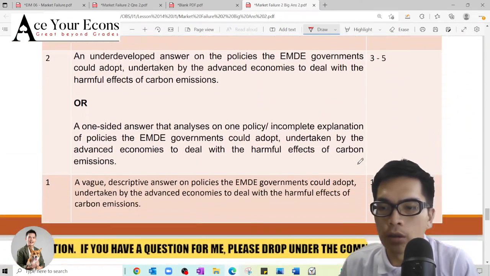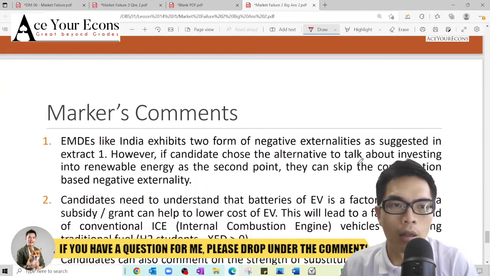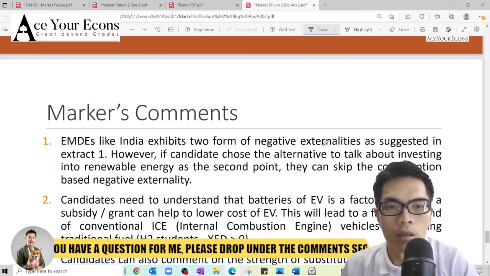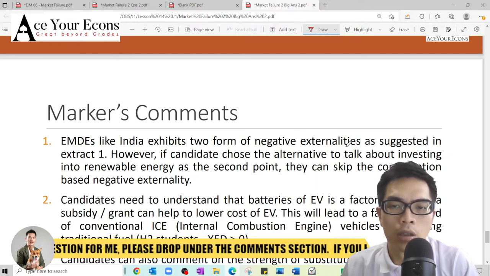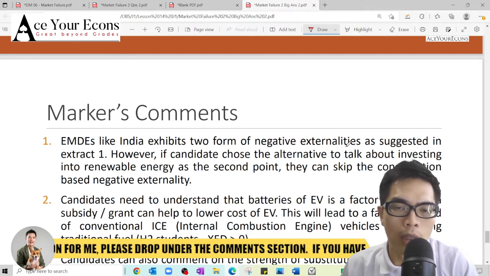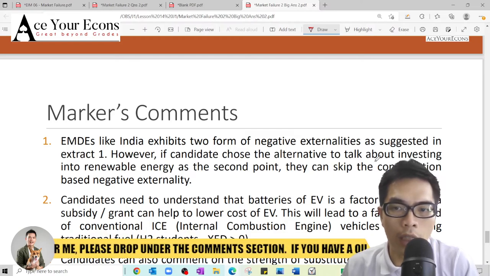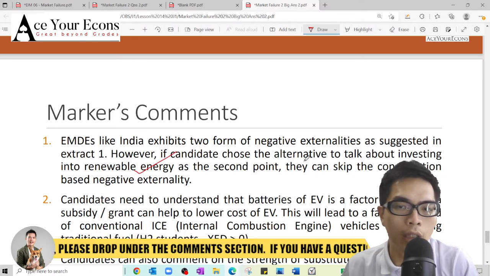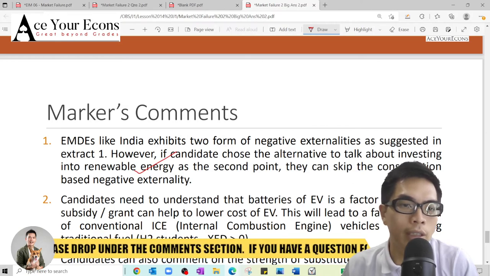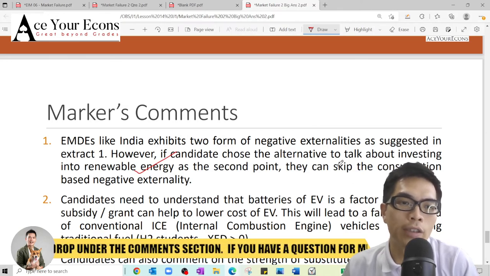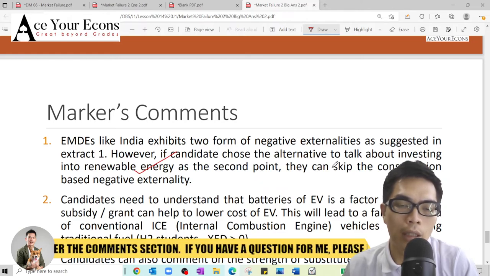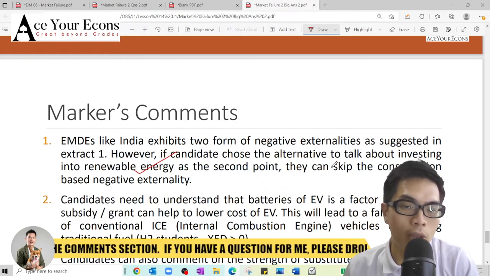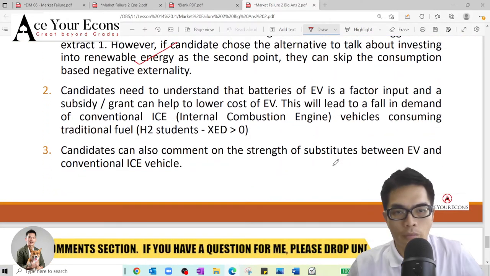So I'm just going to go through some of the popular comments. You can see that India exhibits two different forms of negative externalities. So if you didn't use electric vehicles, you talk about investing in renewable energy, then you can afford to skip consumption, because investing in renewable energy is a form of production-based policy to address production-based negative externalities.